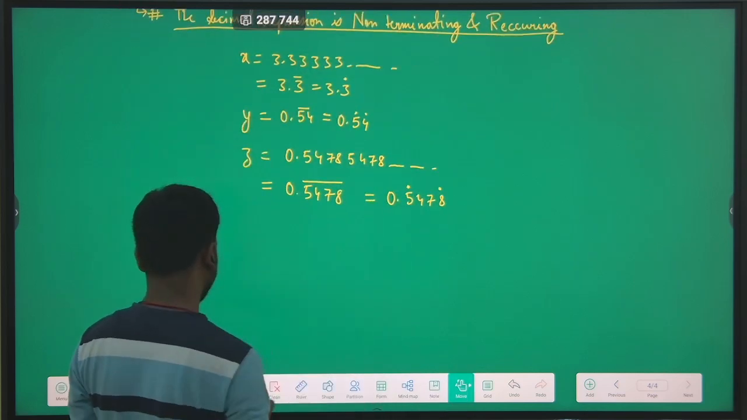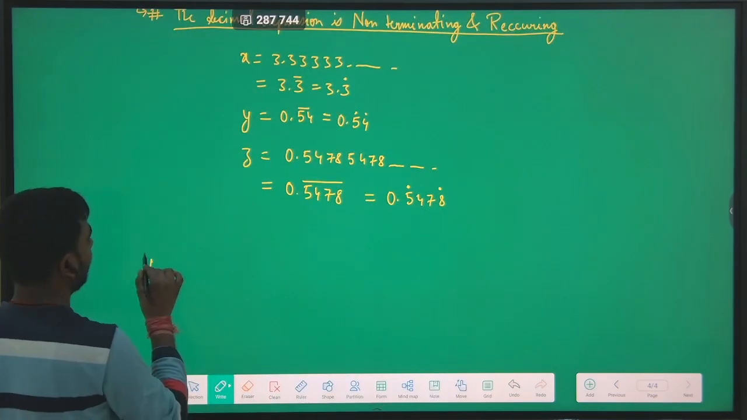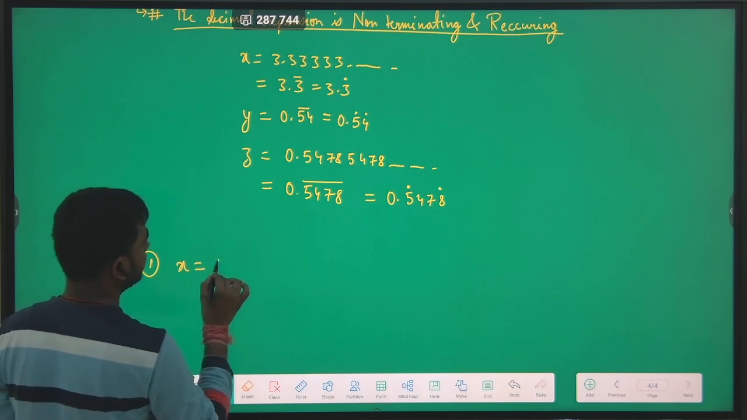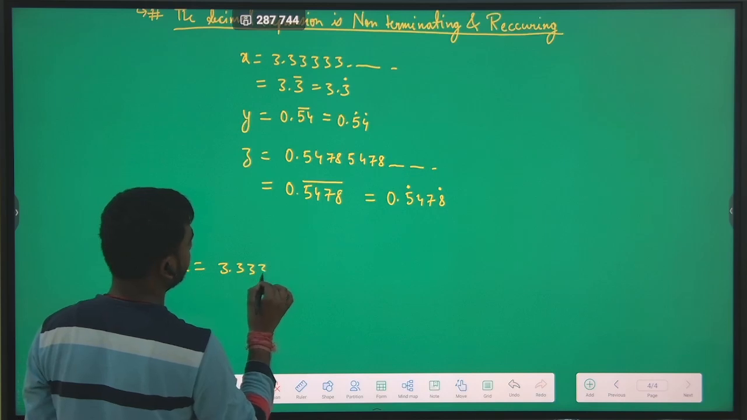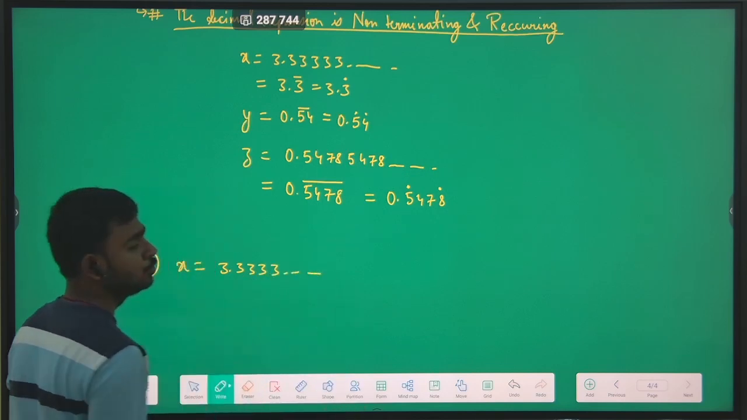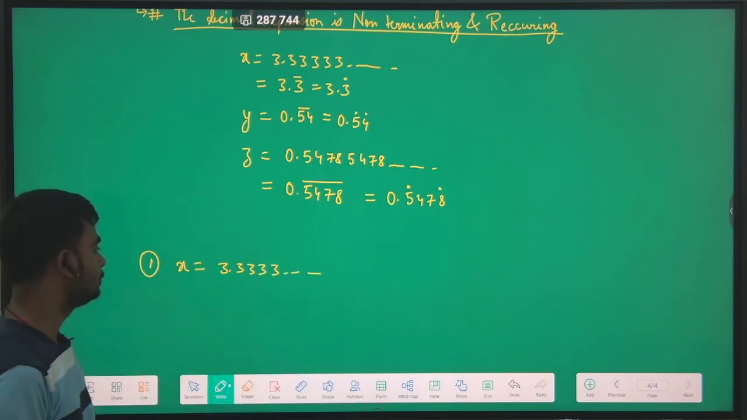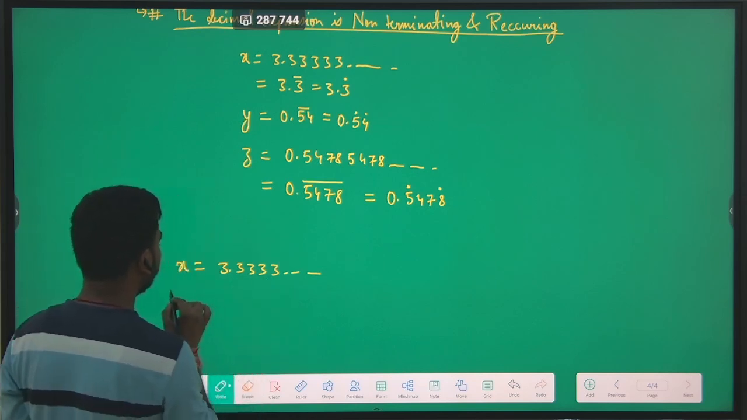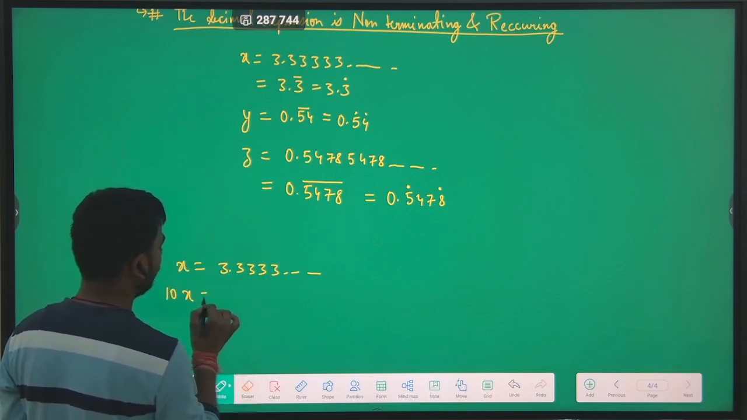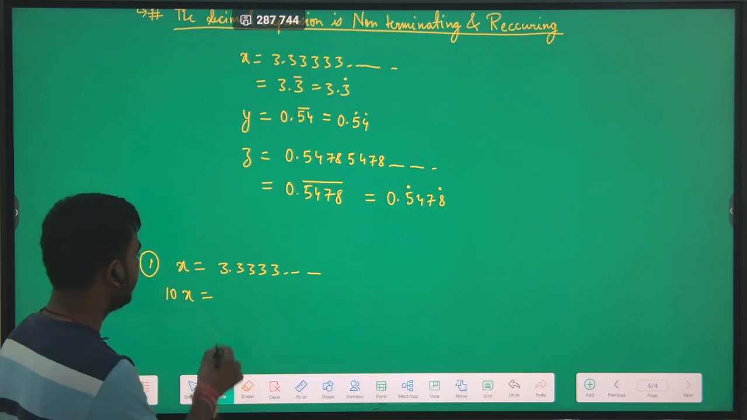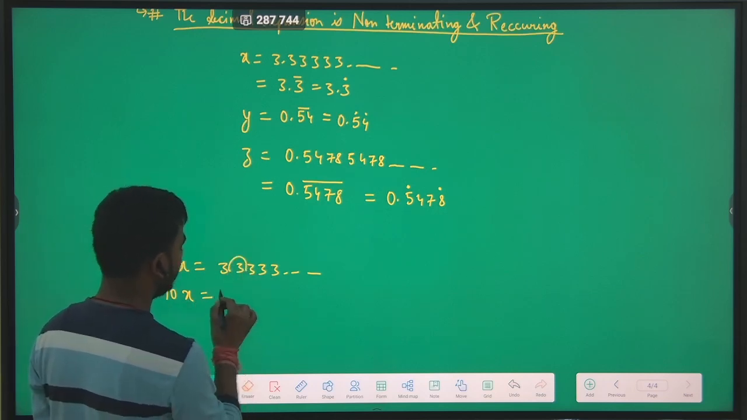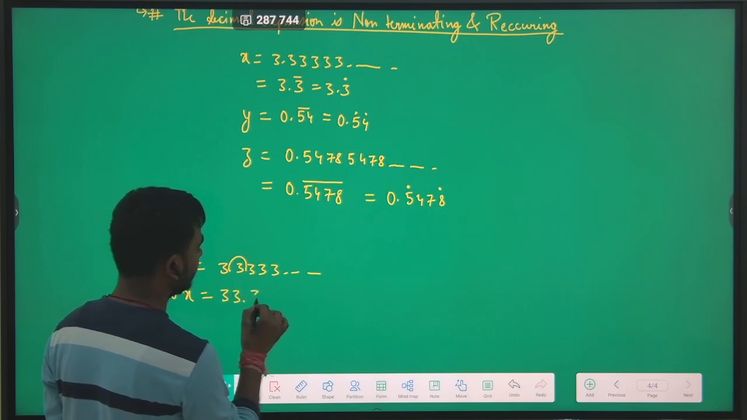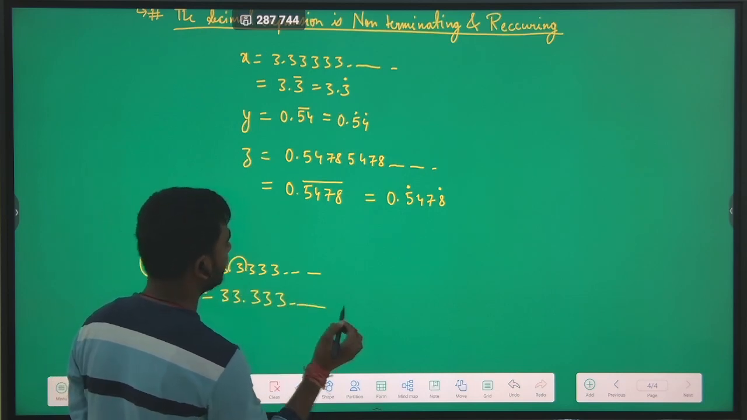So let us take our first example. Our first example is x is equal to 3.33333 continued up to so on. On multiplying with 10 on both sides, what will we get? This point will be shifted here, so we will get 33.3333 continued up to so on.